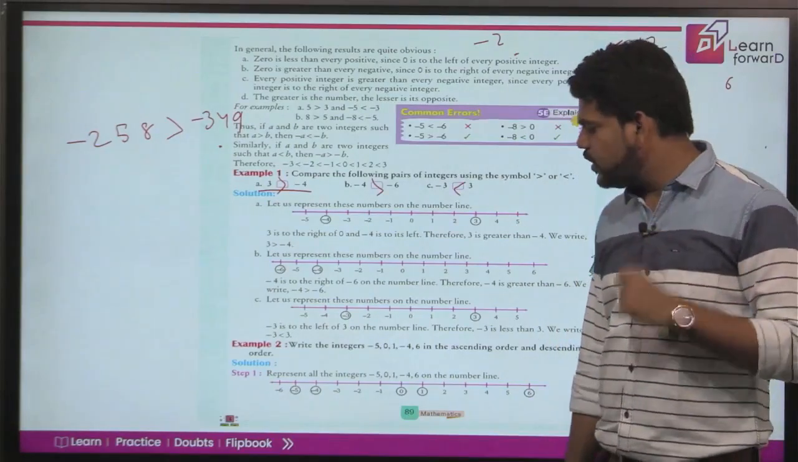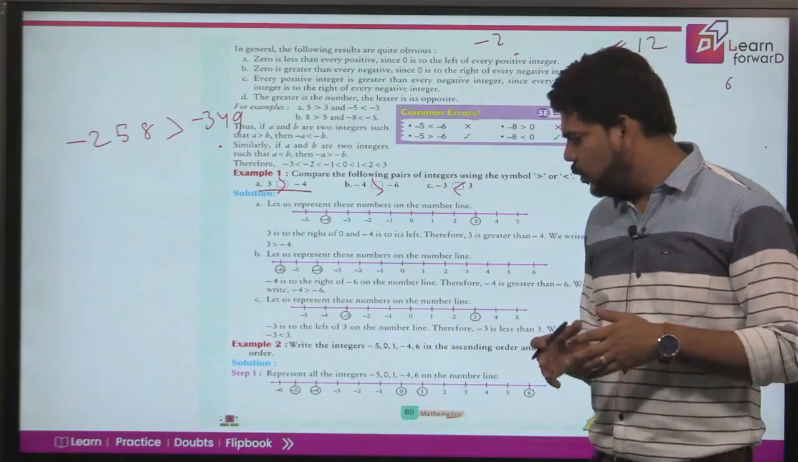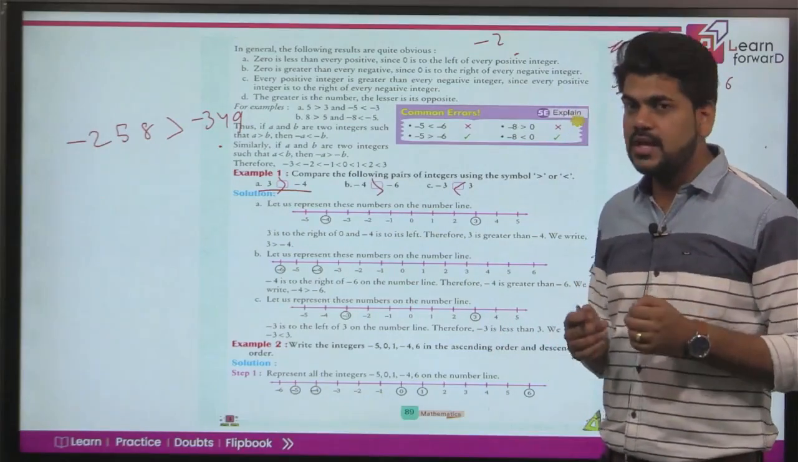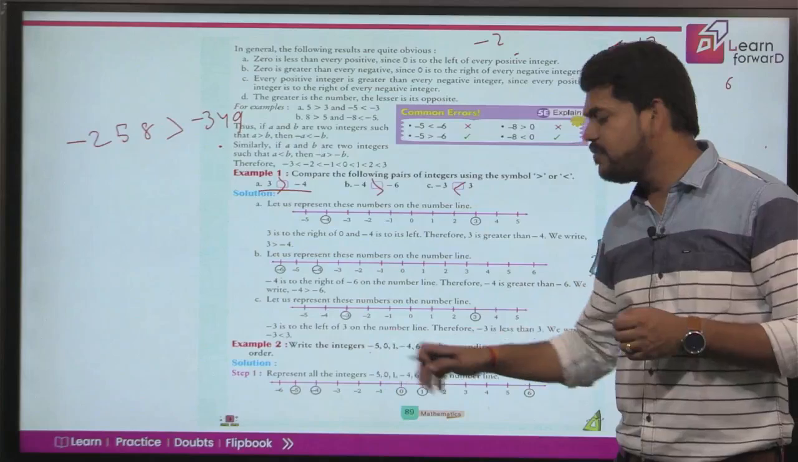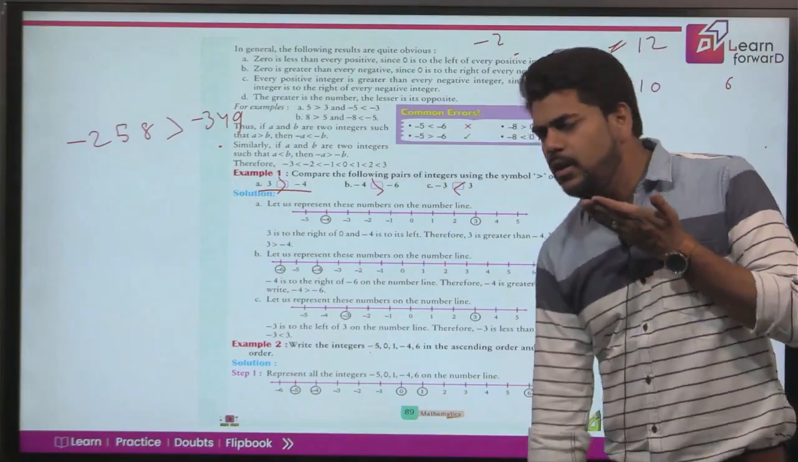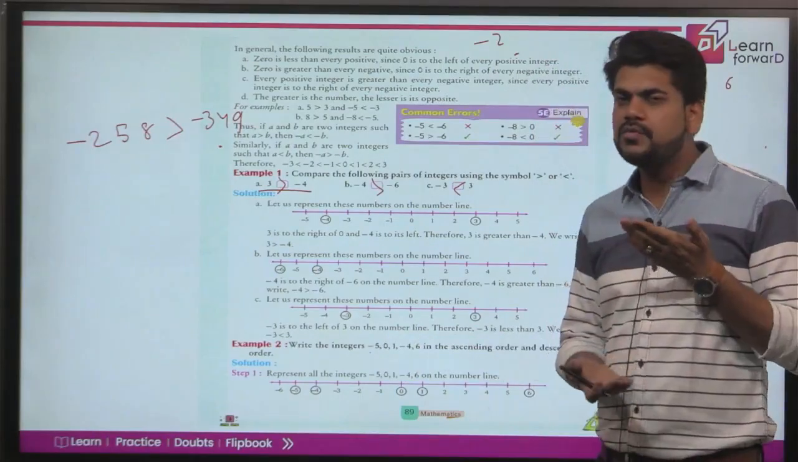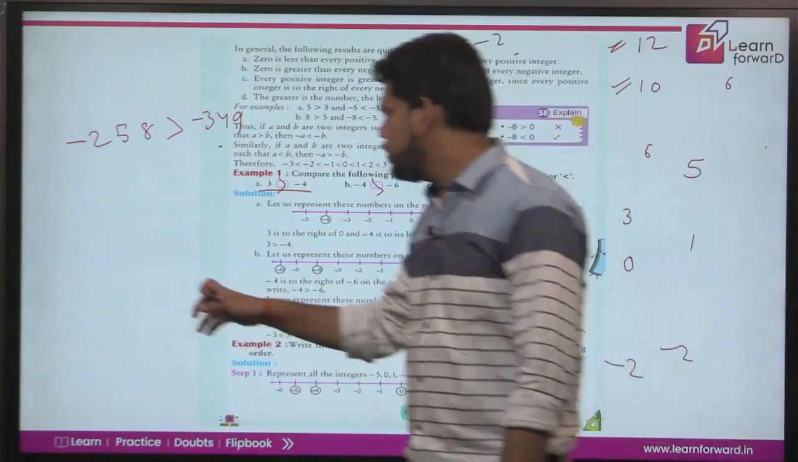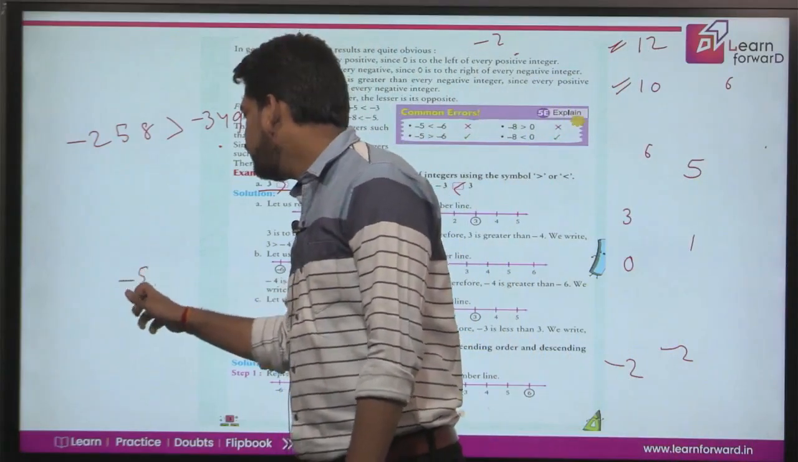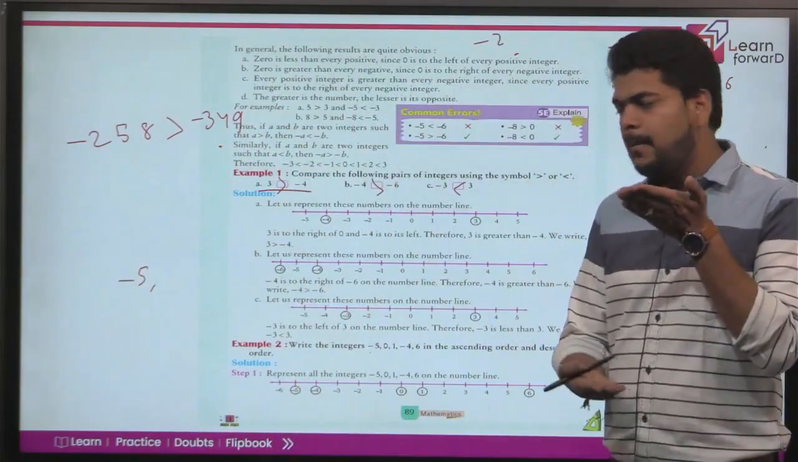Which floor is at the lowest point? Minus 5, 0, 1, minus 4, 6. The answer is minus 5. Minus 5 will be lower. Above that, minus 4. First one is minus 5. Then, which floor will come? Minus 4.